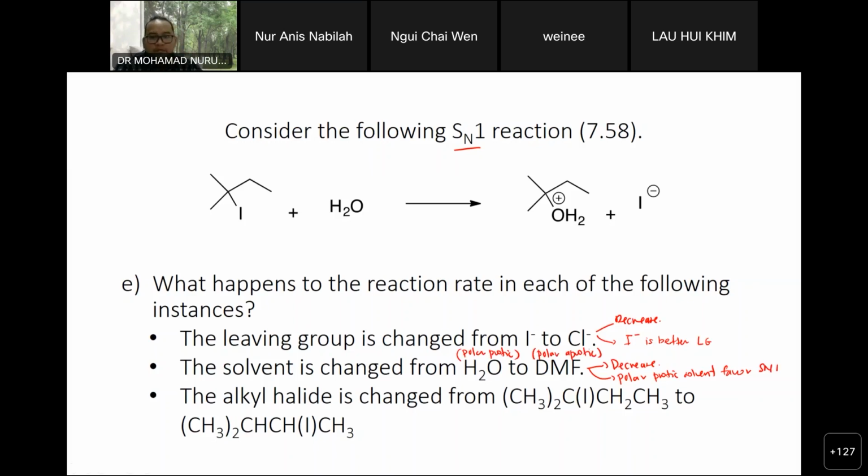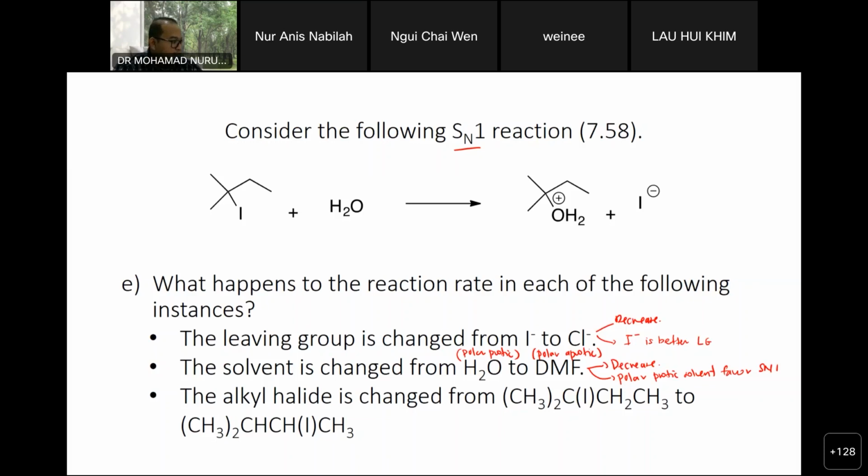Once you explain about the rate of reactions, you have to state why, the reason why you choose this kind of answer. For the first one, if we change iodine to chlorine, the reaction rate will decrease because iodine is a good leaving group, while chlorine is a weaker or poor leaving group compared to iodine. The second one, if we change the water to DMF, the reaction rate will decrease because polar aprotic solvents do not favor SN1 reactions.